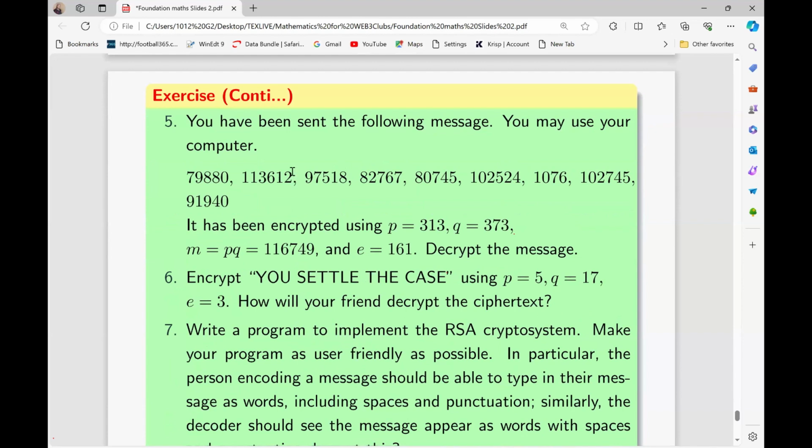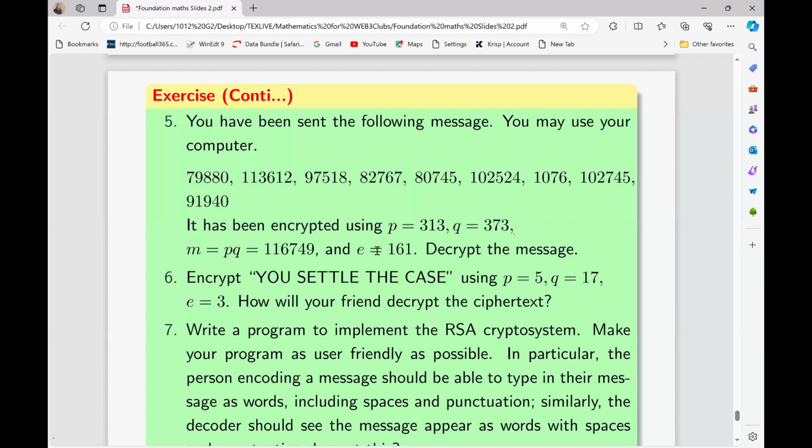Number 5 says, you have been sent the following message. You may use your computer to encrypt. No, it has been encrypted. This is the encrypted message that we've been sent. It has been encrypted using P and Q are this, M is this, and E is this. Decrypt the message. This one I put it here so that you can use your computer to do these calculations.